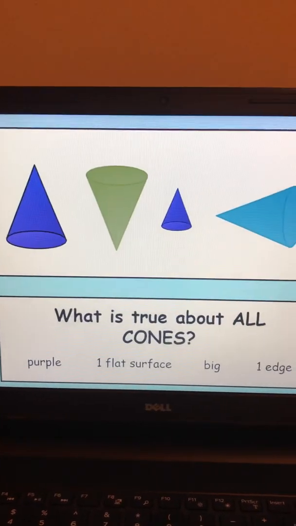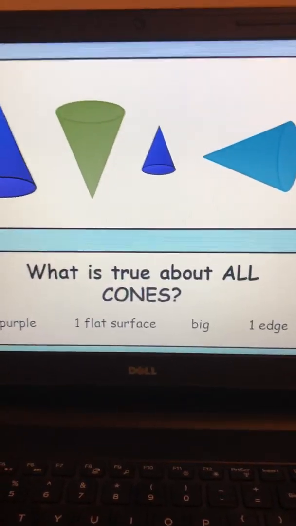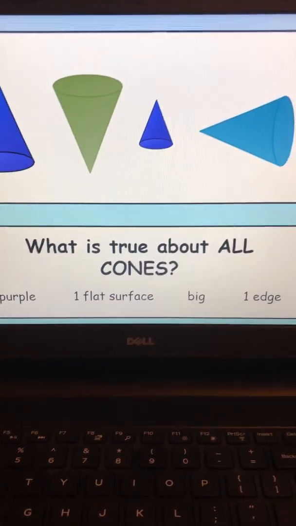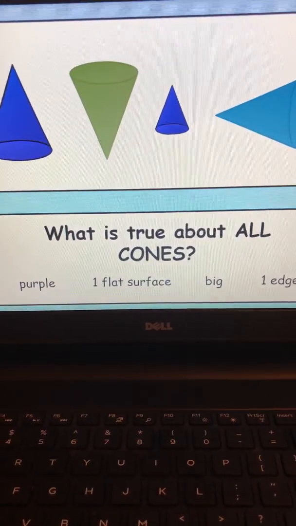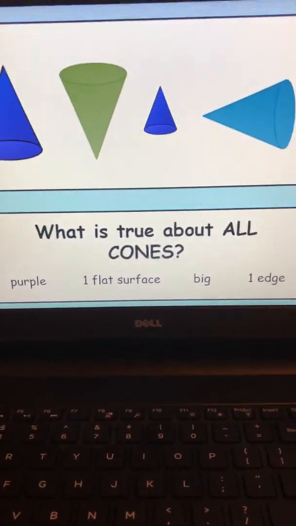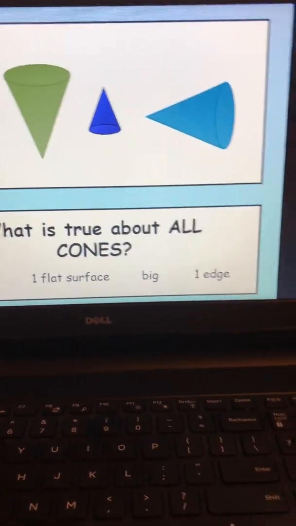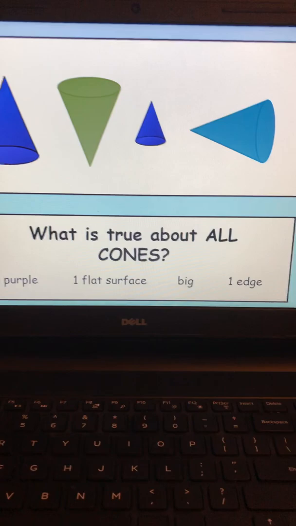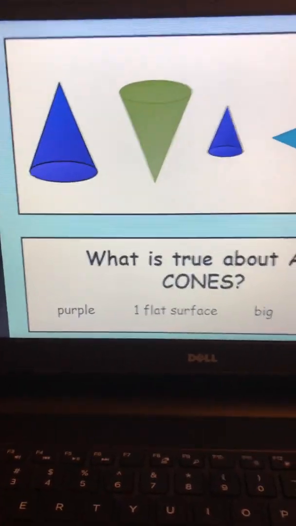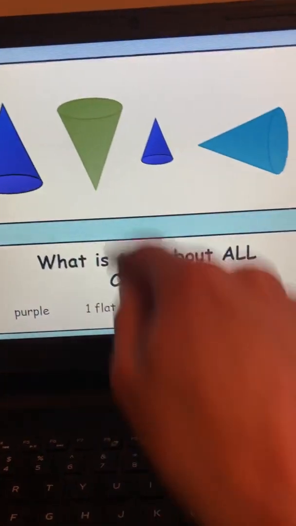What's true about all cones? They're all purple. All have one flat surface. All big, and all have one edge. Go ahead and write down your answer. Hopefully by now you know that the color and the size doesn't matter. So the answer was one flat surface and one edge.